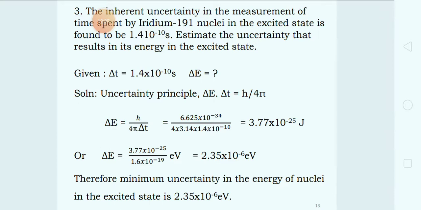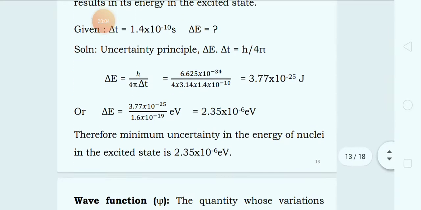So we have an expression for Heisenberg's uncertainty principle in terms of energy and time, direct substitution. So delta E is 3.77 into 10 power minus 25 joules. Convert joule to electron volt by substituting the electron volt value, that is 1.6 into 10 power minus 19. That will be equal to 2.35 into 10 power minus 6 electron volt. Therefore, the minimum uncertainty in the energy of the nuclei in the excited state is 2.35 into 10 power minus 6 electron volt.